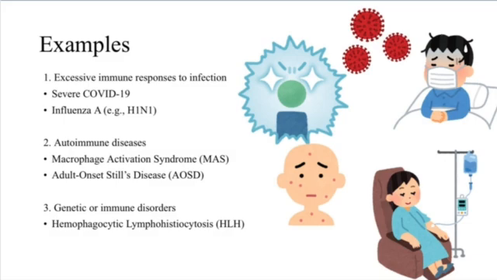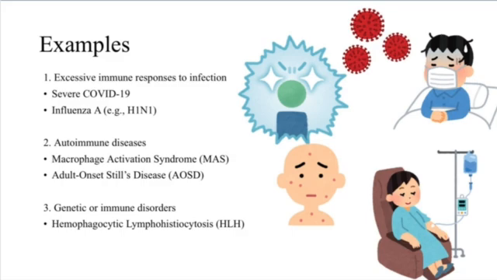Diseases associated with cytokine storms. Cytokine storms are observed in various diseases. First, excessive immune responses to infections. COVID-19. In severe cases, abnormal increases in cytokines can cause respiratory failure and multi-organ dysfunction. Influenza A can lead to acute respiratory distress syndrome.